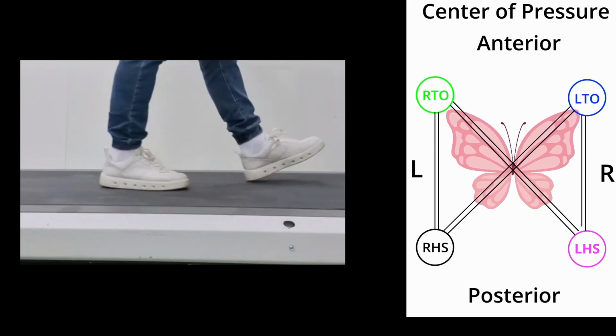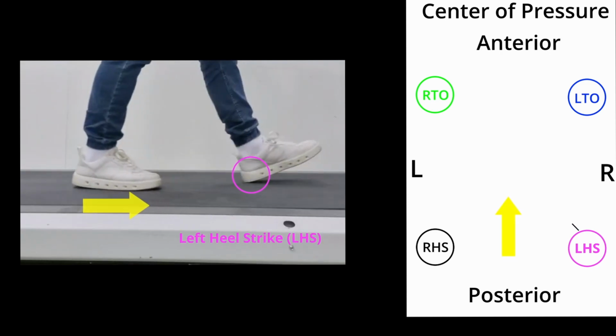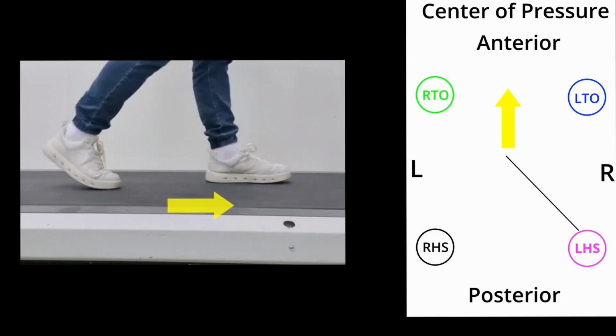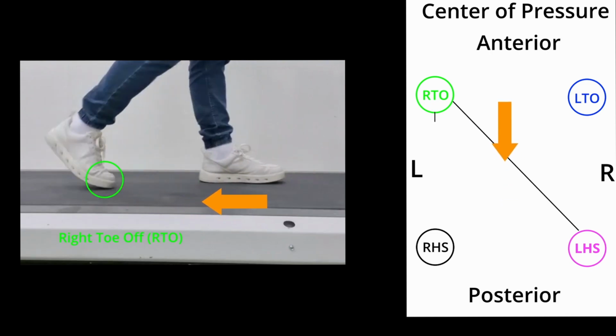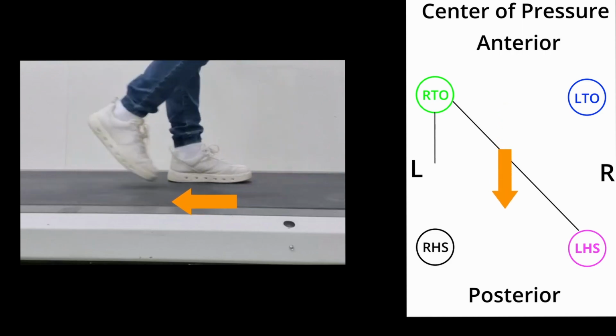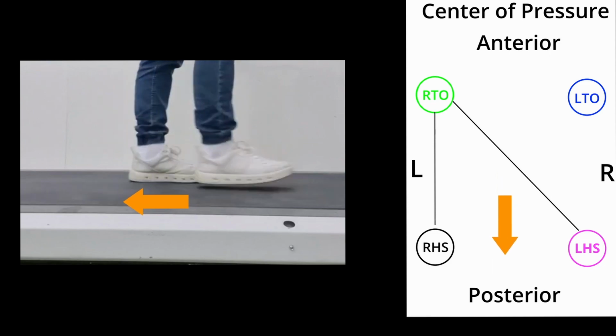The pattern unfolds as follows. After the left heel strike, the center of pressure shifts anteriorly toward the left side until the right toe off. Subsequent to right toe off, the center of pressure begins moving posteriorly during the left single support phase until the subsequent right heel strike.